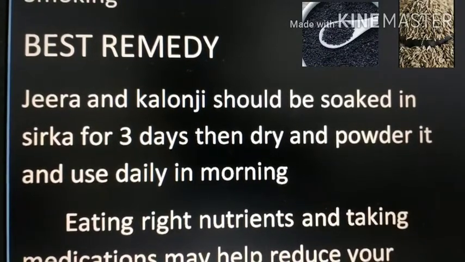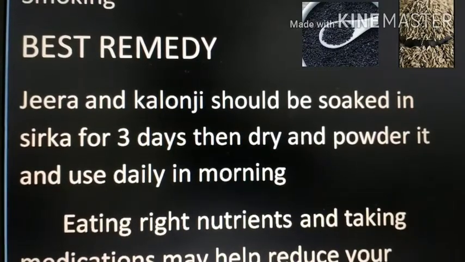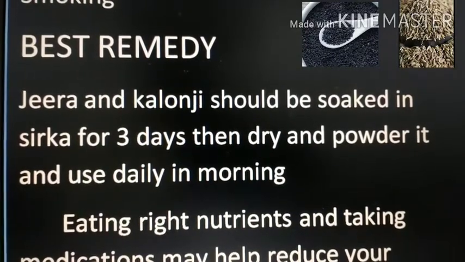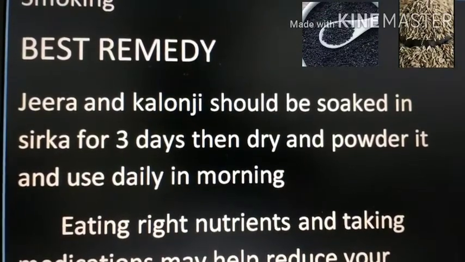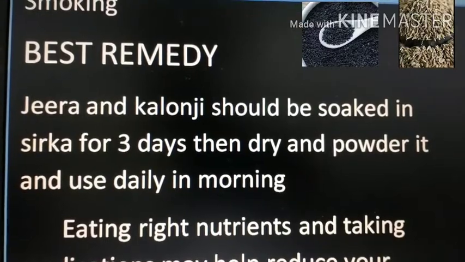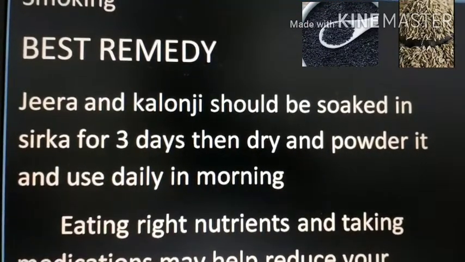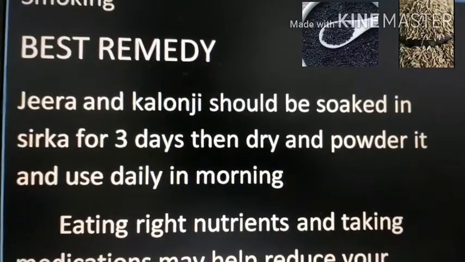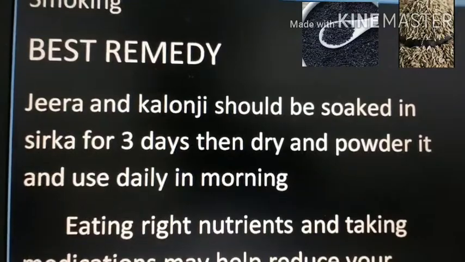Next is kalonji or nigella seed. It increases the memory, aids weight loss, reduces joint pain, strengthens immunity. It has antioxidants. It will lower the cholesterol. It will prevent the infection, reduces the inflammation. So I think this is the best remedy for it. Everyone has to use it. Means the person suffering from hypothyroidism, for them this is the best one.